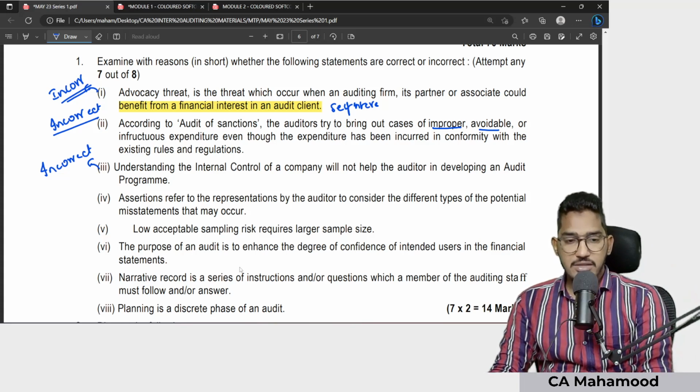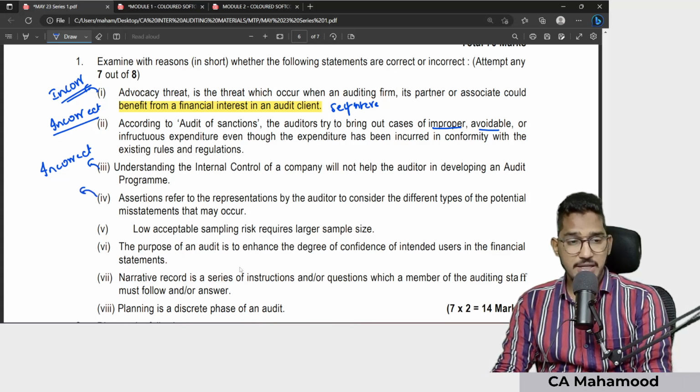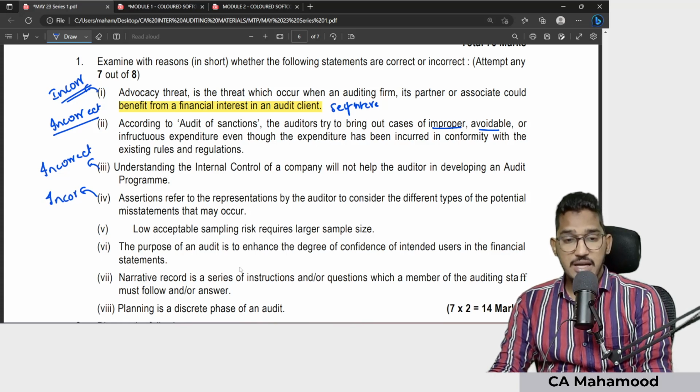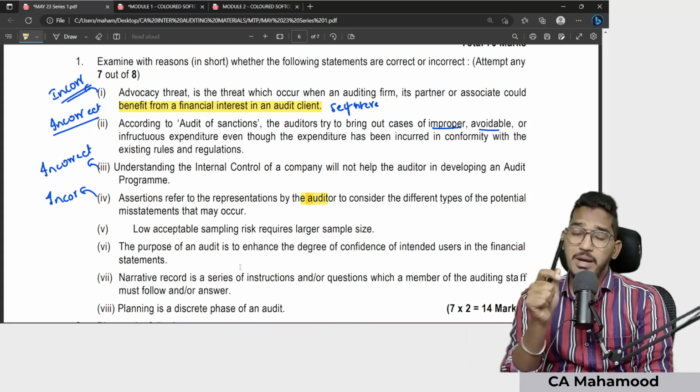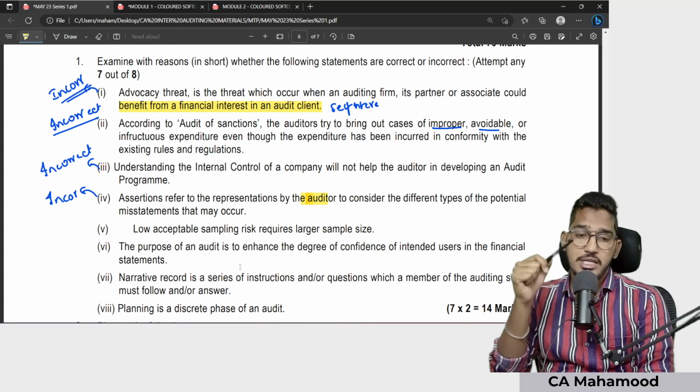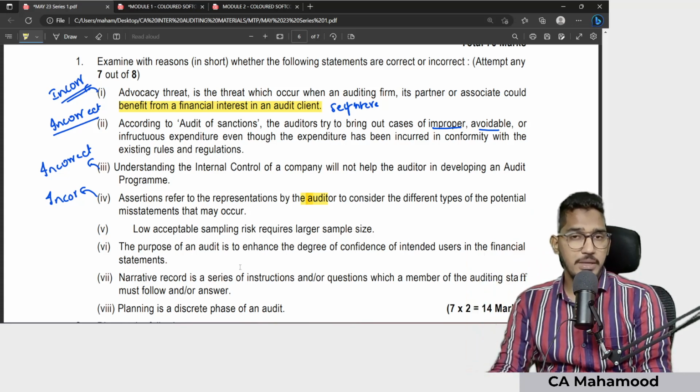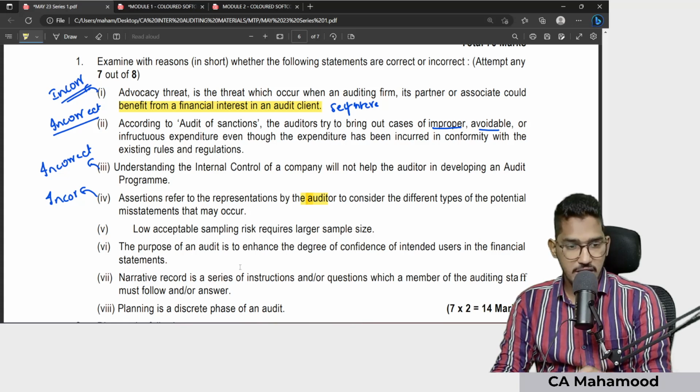Next one. Assertions refers to representations by the auditor. No, by here itself you should come to know this statement is incorrect. Why this statement is incorrect? Assertions are representations made by management, not the auditor. But in the question they are saying written representations made by auditor. No, assertions are representations made by management regarding the material misstatements that could occur. So that's why fourth point is also incorrect.